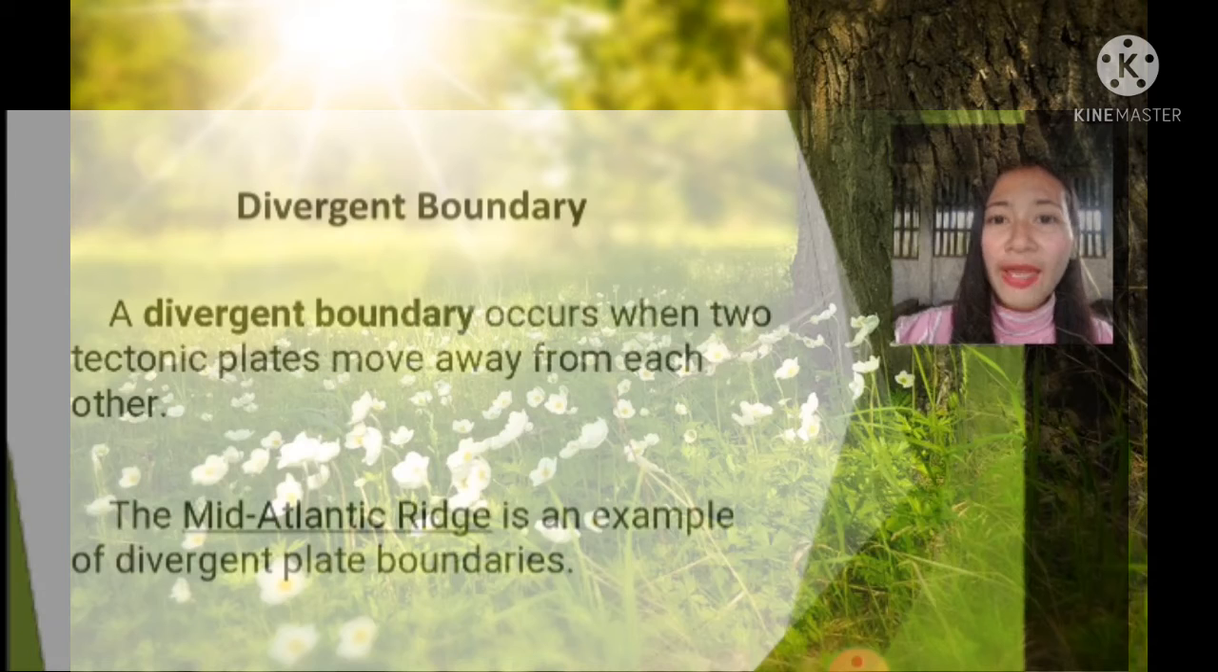Another type of plate boundary is the divergent boundary. A divergent boundary occurs when two tectonic plates move away from each other. So when two plates move away from each other, it is called a divergent boundary. The example of a divergent boundary is the Mid-Atlantic Ridge.